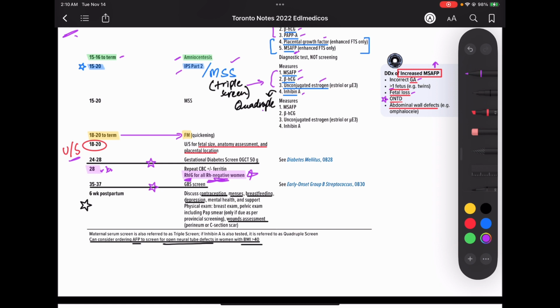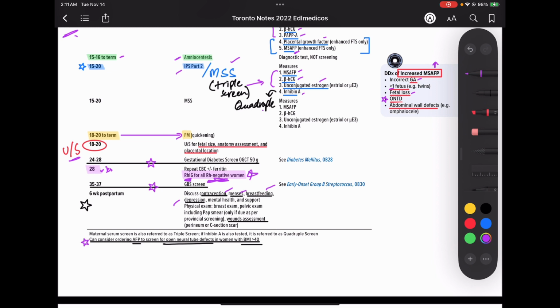Just wanted to let you know about the 6-week postpartum visit. We have to discuss contraception, menses, breastfeeding, depression, mental health support, and in the physical exam we have to do the full physical exam too, pap smear too, and wound assessment. Right here is an important thing.